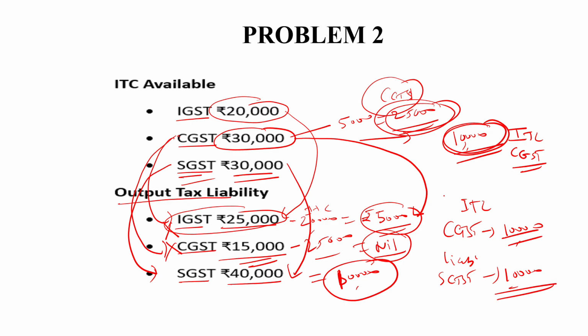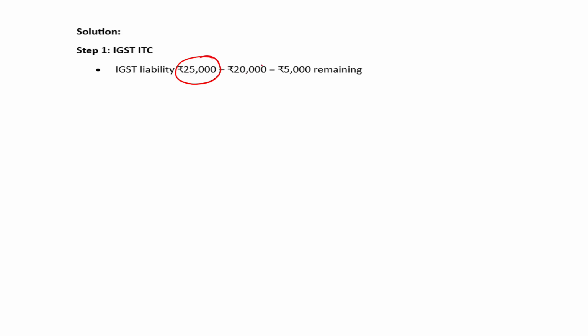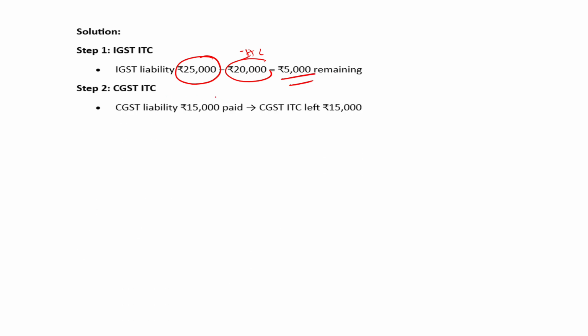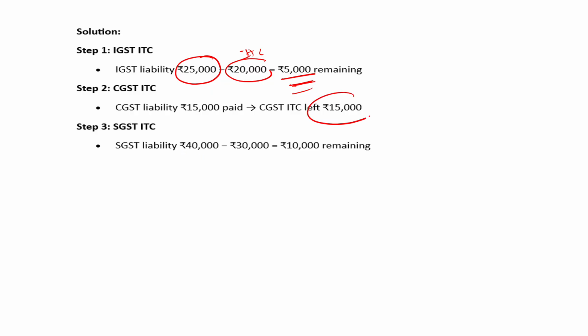I will just show you the solution in a proper format. First one is IGST of 25,000, and we had input tax credit of 20, so 5,000, as we have discussed, is remaining. But we have CGST, so that can be used to set off 5,000, and we have around 25,000 of CGST. Now next one is SGST 40,000, but we have input of 30, so 10,000 is remaining.